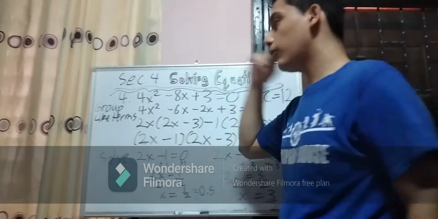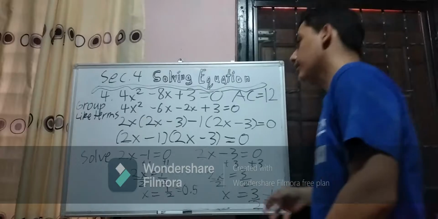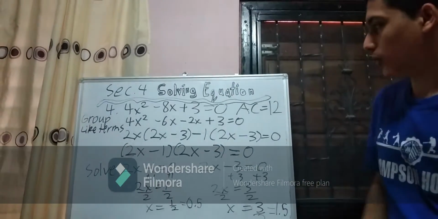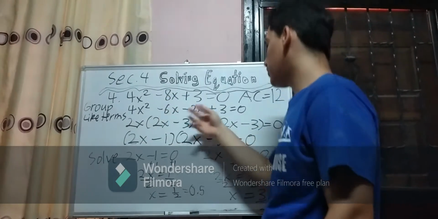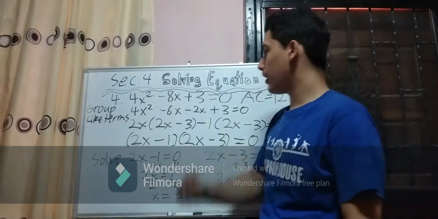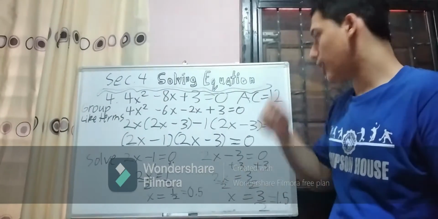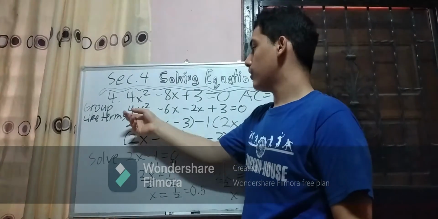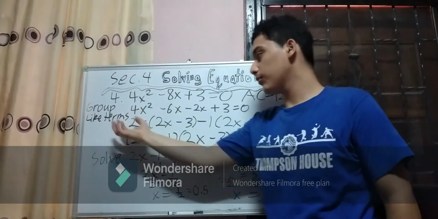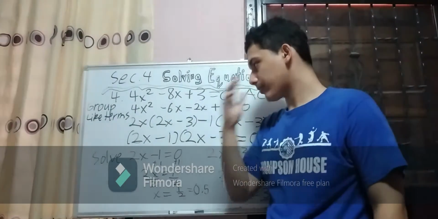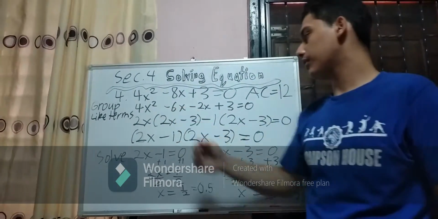A, which is the coefficient of x squared, which is 4, and the constant are multiplied, and I've gotten 12. For this, I have to find numbers that multiply to 12 and add up to negative 8. Since 12 is positive, I have to use two negative numbers since the 8 is negative. For that, I use negative 6x and negative 2x. For this, we have to group like terms to get to the next step. I grouped the 4x squared and the 6x.